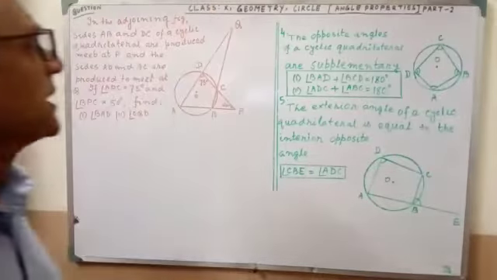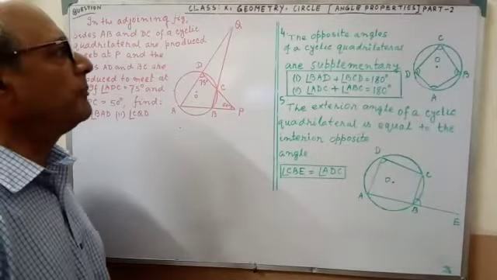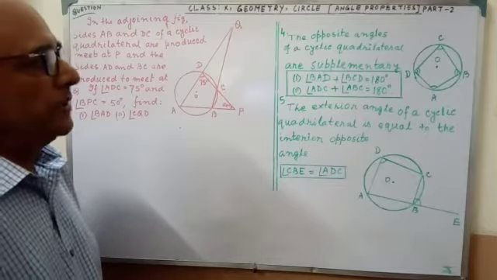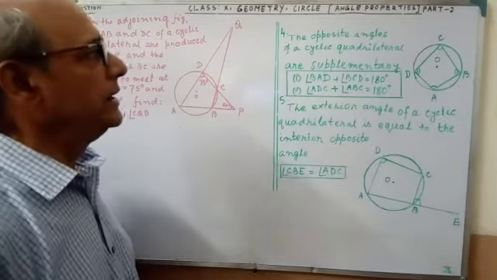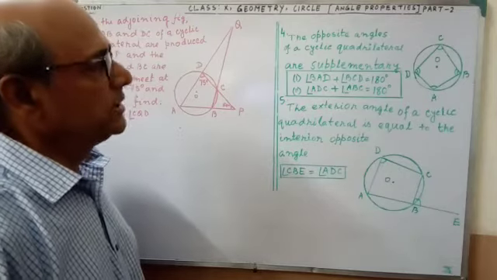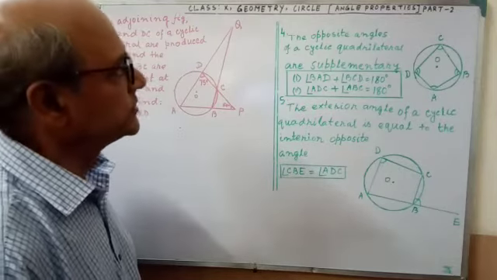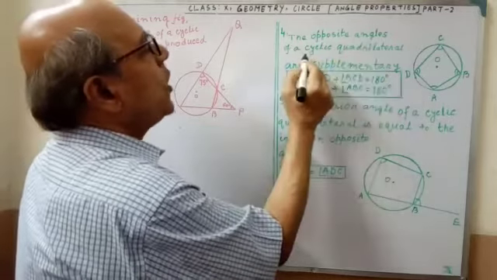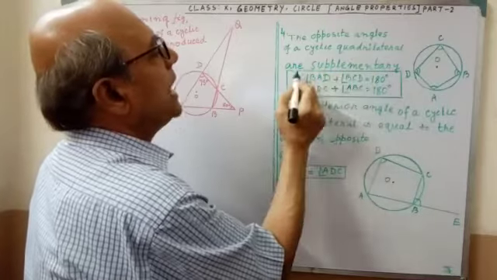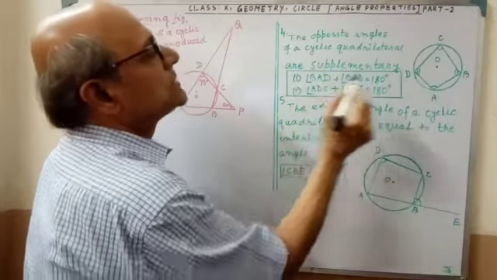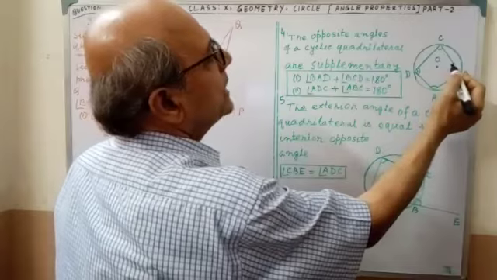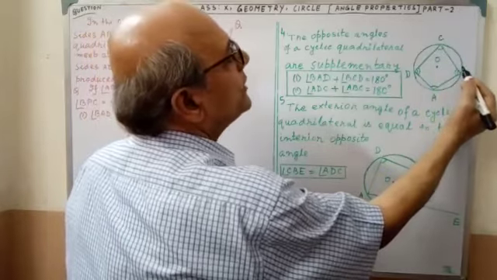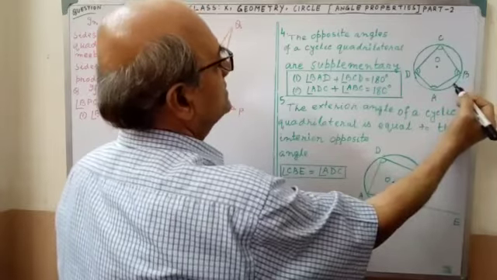Today, for class 10, the continuation of plane geometry, circle, angle properties. You have already learned three theorems. Today, the remaining theorems. Number 4, the opposite angles of a cyclic quadrilateral are supplementary. Cyclic quadrilateral means the vertices of the quadrilateral must lie on the circumference of the circle.